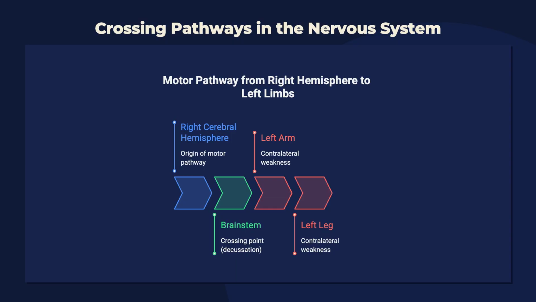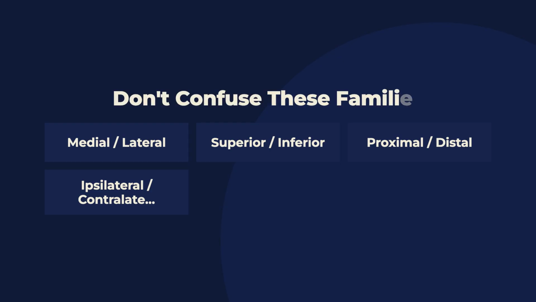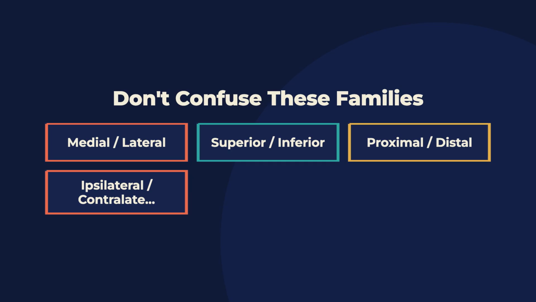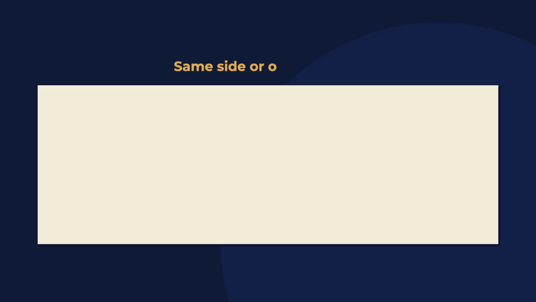That crossing is why a lesion in one hemisphere produces weakness on the opposite, or contralateral, side. Exams love to mix these up with true directional terms. Medial and lateral measure distance from the midline. Superior and inferior measure head to foot position. And proximal and distal measure distance from a limb's attachment, but ipsilateral and contralateral measure nothing. They only classify same side versus opposite side.